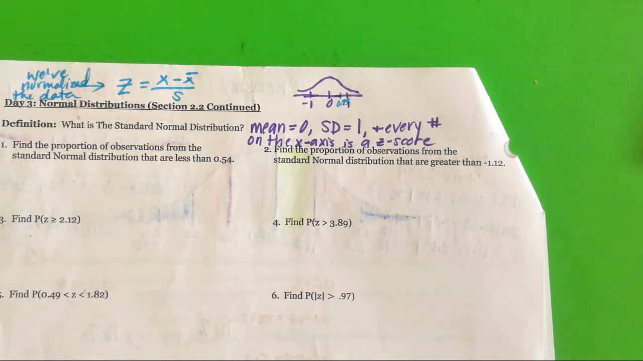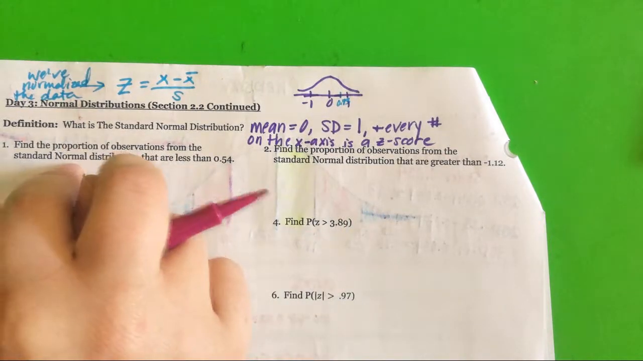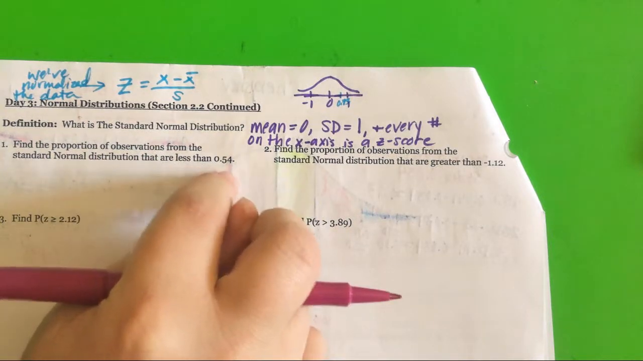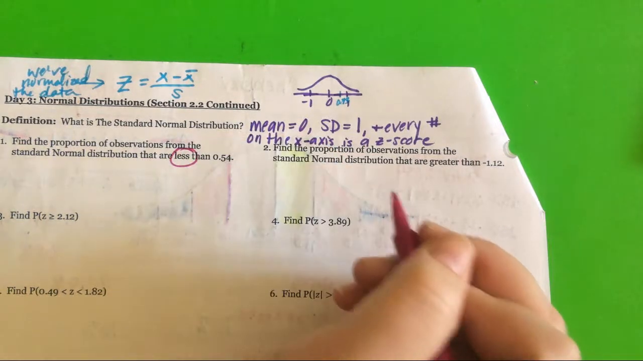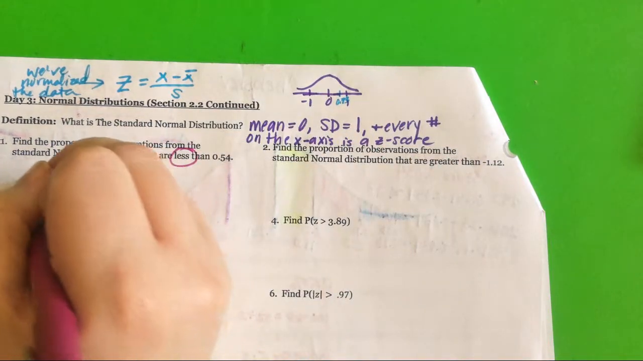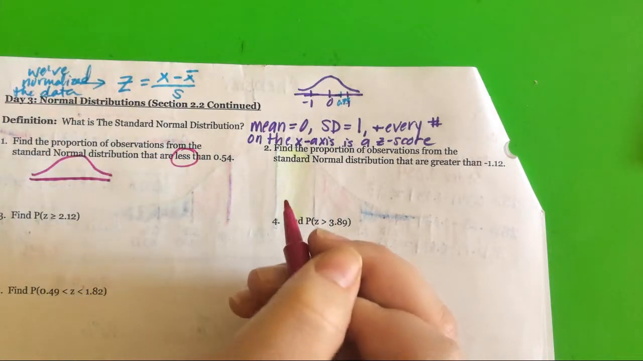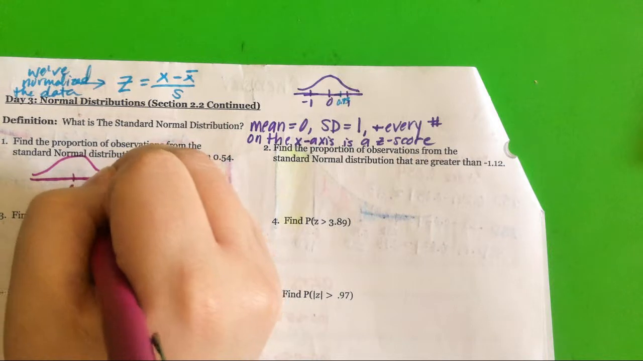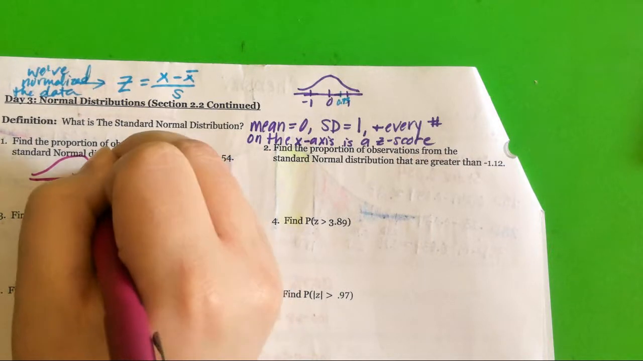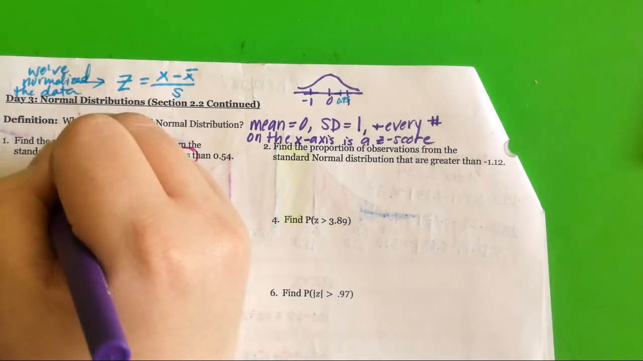Basically, if it's not the normal 1, 2, 3 standard deviations away from the mean, we're going to have to use a z-score. Okay. So it says find the proportion of observations from the standardized normal distribution that are less than 0.54. Okay, less than. So let's draw every single problem I see. I tend to draw an ugly bell curve. And then 0, 0.54. If I'm wanting less than, which way would I shade it in? Yeah. Less. So I'm going to shade this way.